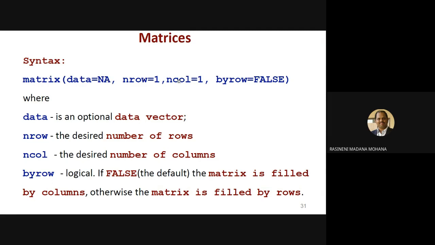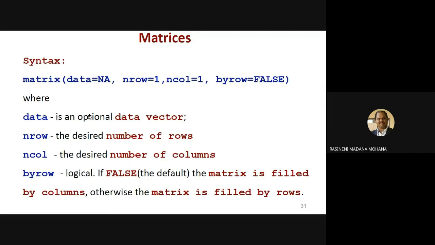Then you can mention the dimension of the matrix also, that is the number of rows and number of columns, using nrow. nrow equal to means number of rows. Suppose here I am taking, for example, the default number of rows as 1, then ncol, the number of columns, as 1. Then if you want to display the matrix row wise or column wise: if you want to display row wise, you have to mention byrow equal to TRUE. If you want to display column wise only, you don't need to mention it, as by default it displays in the default manner.